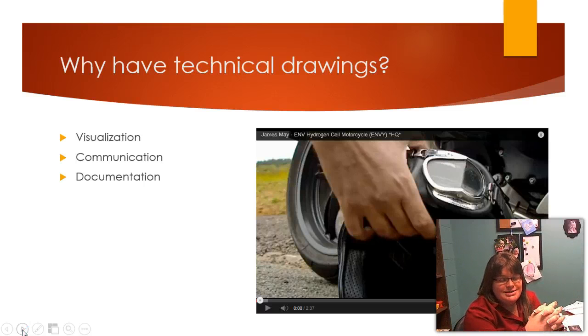So you can kind of watch that design process happen, go from a visualization or an idea all the way into documentation. So if you want, you can pause this video now, open up the PowerPoint, and actually play Mr. James May from Top Gear, the original Top Gear. And he takes a little spin on this hydrogen cell Envy motorcycle. So you can click down here in the PowerPoint and watch the video. So go ahead and pause me if you want, jump to the YouTube video, and then come back.